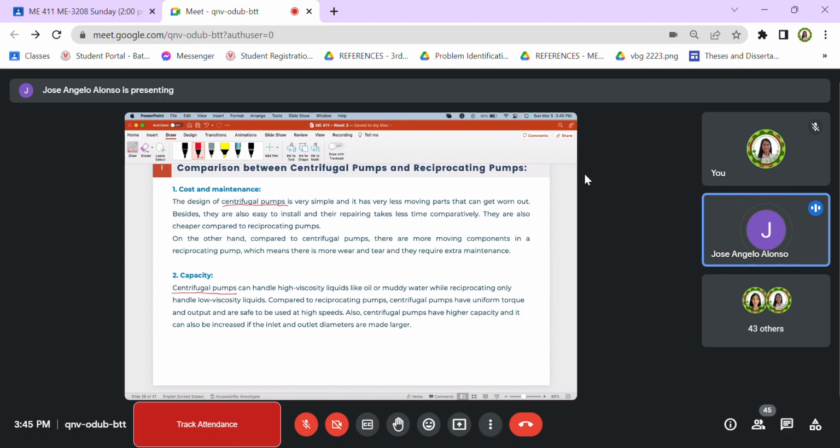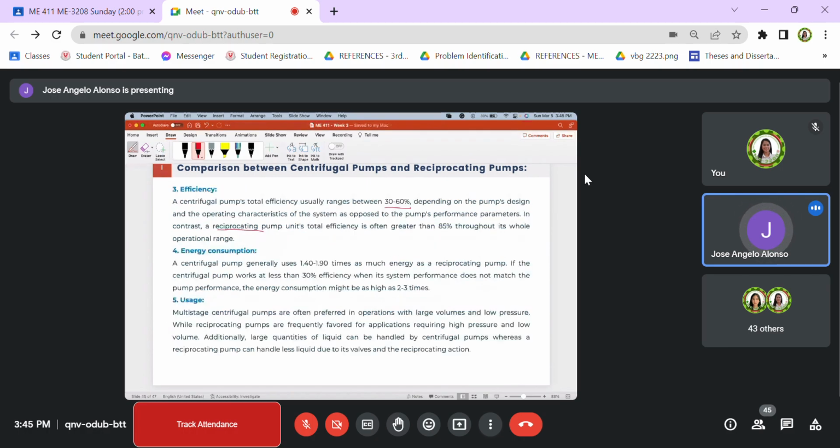Accordingly, since mas mataas ang efficiency ni reciprocating pump when it comes to energy consumption, mas favorable gamitin si reciprocating pump. Kasi centrifugal pump generally uses 1.4 to 1.9 times as much energy as the reciprocating pump. If the centrifugal pump works at less than 30% efficiency, when its system performance does not match the pump performance, then the energy consumption might be as high as 2.2 to 3 times. So, when it comes to efficiency, when it comes to energy consumption, mas favorable gamitin si reciprocating pump.